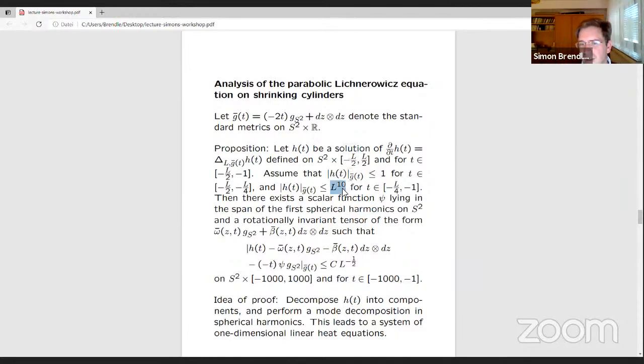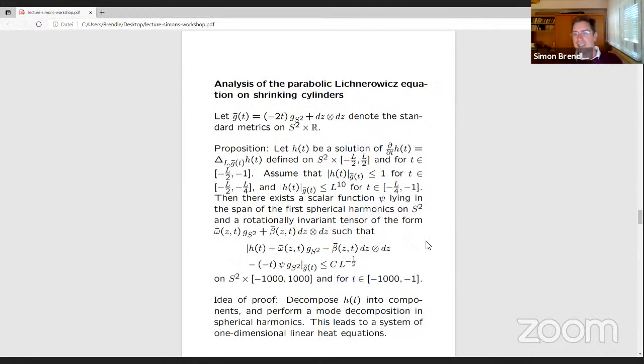So I can put L to the 10 here. Basically, I forgot to say this, I look at a parabolic cylinder, where you go backwards in time to distance L, and you go out in space to distance L also. So it's much wider in space than in time. And then I want this H to be bounded by 1 at time negative L over 2, let's say, and at later times I want some bound, but L to the 10 is enough.